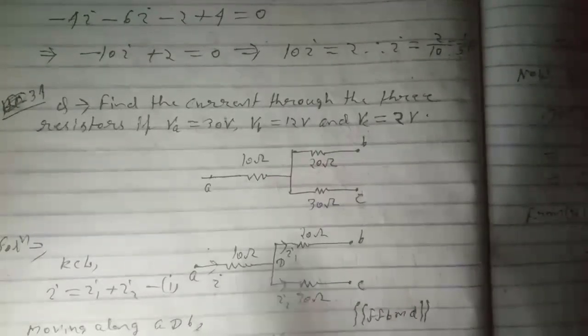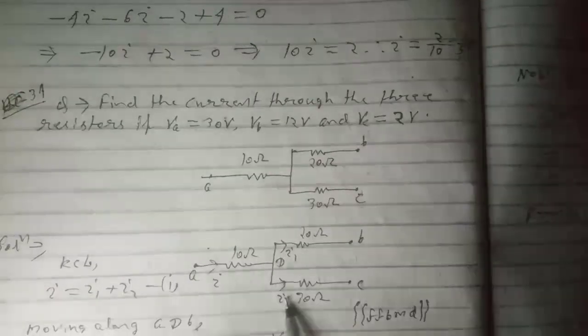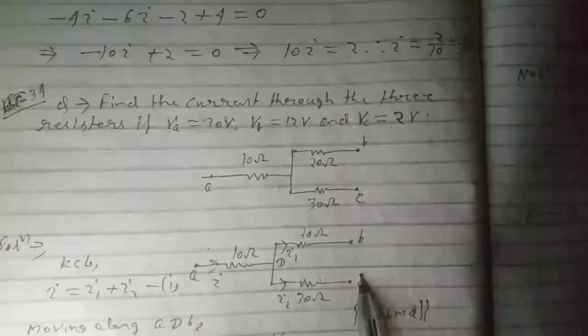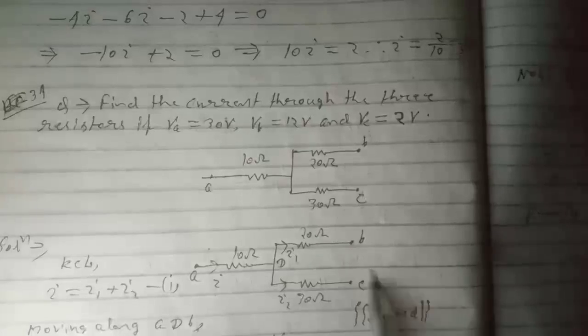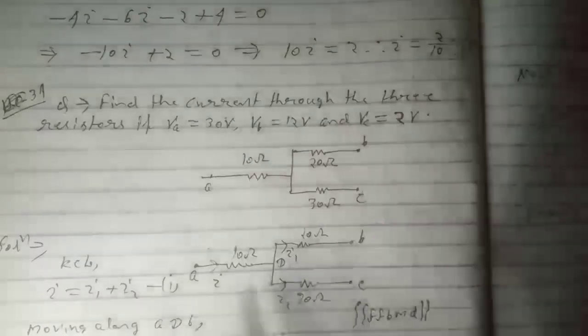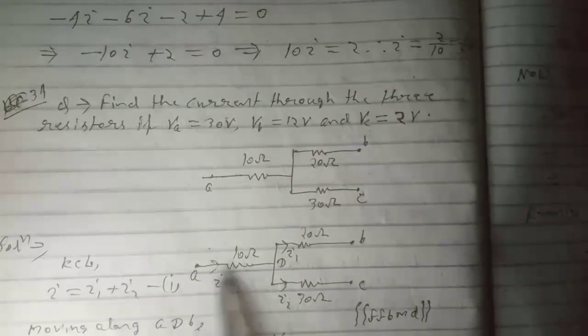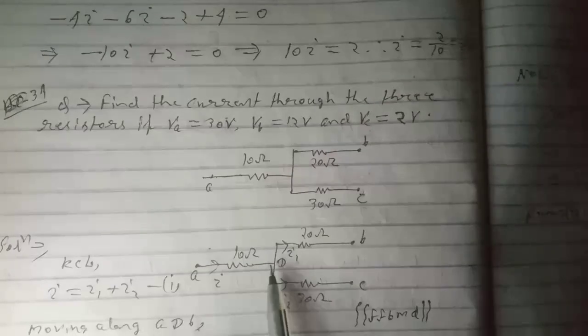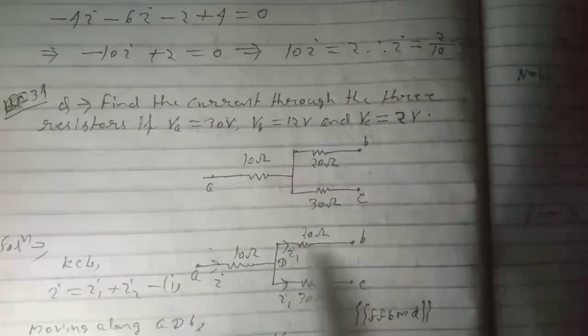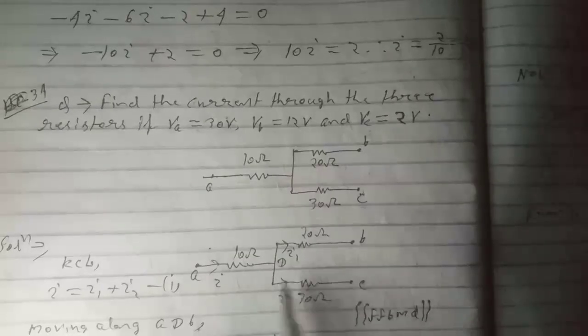It is a part of a closed circuit, closed loop or closed network. We have to find the values. Now at this point, if we consider that current I is flowing, then at this point I will be divided into two parts: I1 through this resistance and I2 through this resistance.